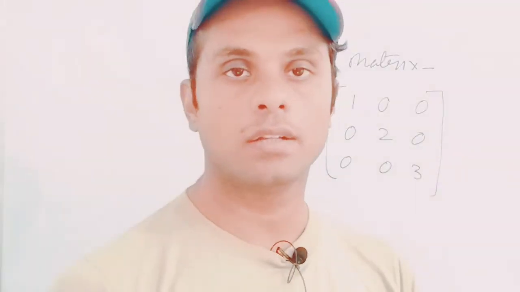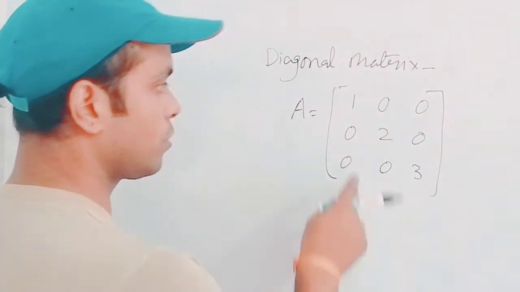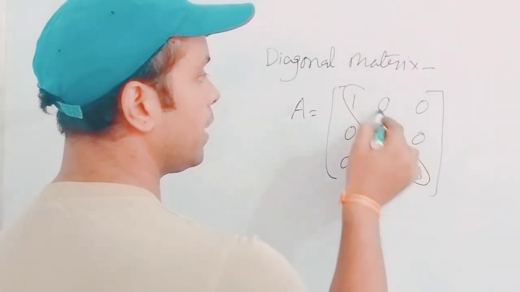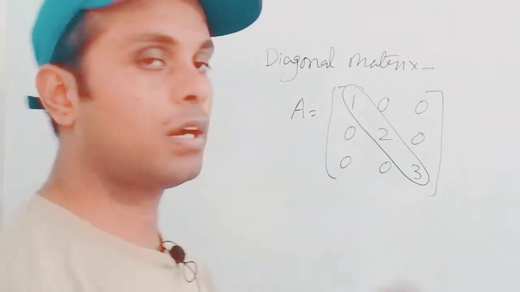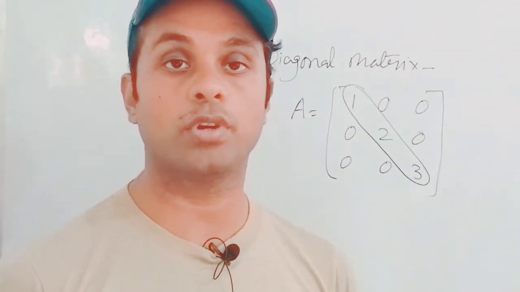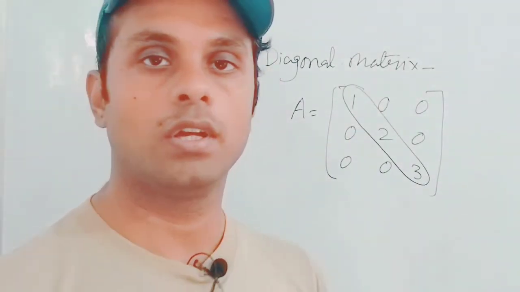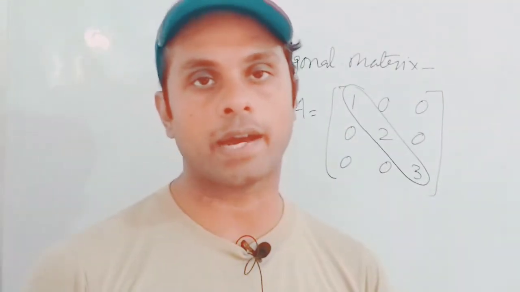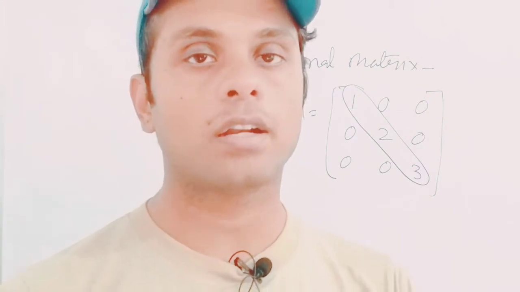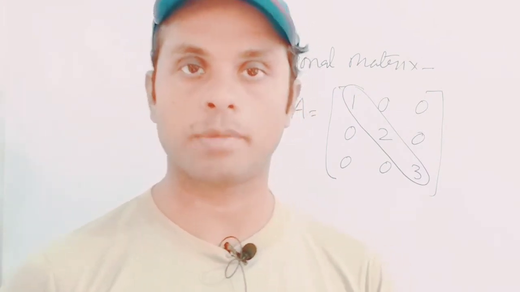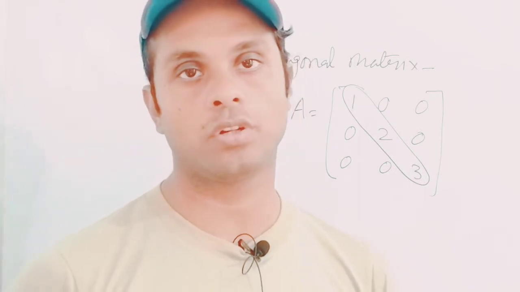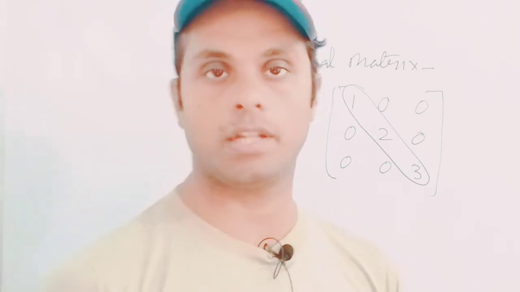in a diagonal matrix. Okay, so look here, this is the main diagonal, and the elements in the main diagonal are different, 1, 2, 3, you can take 4, 5, 6 also, but all the other elements are always 0 in a diagonal matrix. So don't forget, a diagonal matrix is always a square matrix and all the non-diagonal elements should be 0 except the main diagonal elements.